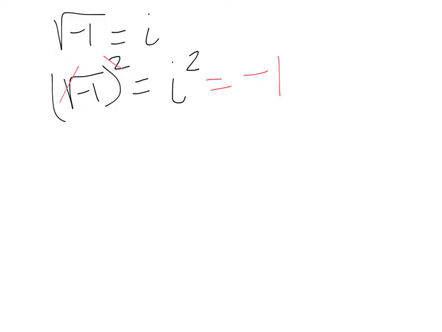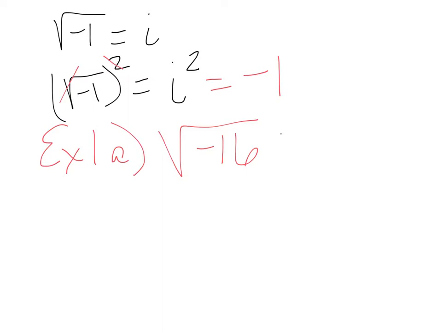If I end up with something like example 1a, we have the square root of negative 16. As soon as you see a negative sign under the radical, automatically pull out an i. So we now have the square root of 16, which we know is 4, and then that's i. That's it. Not so complex, is it?